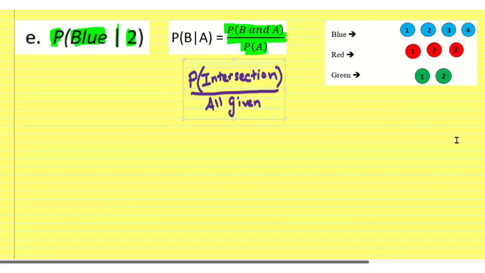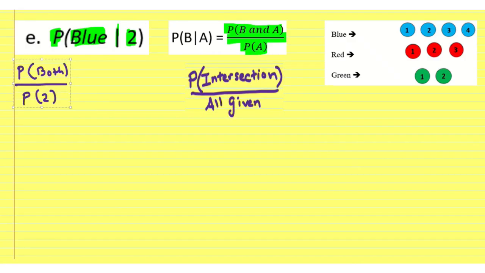So we are going to calculate the probability of both because that's another way of thinking about the word intersection. The probability that they're both a blue and a number 2 on it. So what is the probability that they are both blue and a 2? Well, there is one blue marble that has a 2 on it. So there's my blue marble with a 2 on it. So I have a 1 out of 9 probability that they will be both blue and 2.